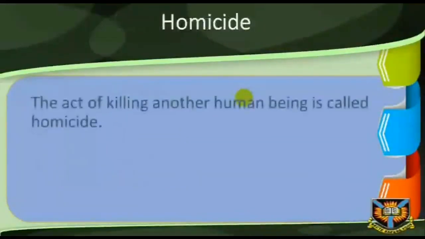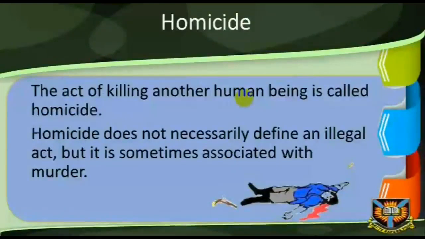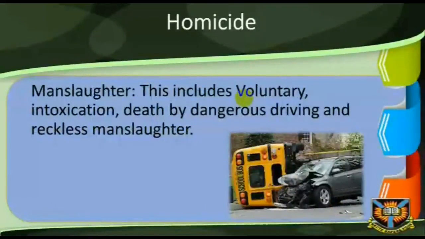Homicide. Homicide is a situation where another human being is killed. The act of killing another human being is called homicide. Homicide does not necessarily define an illegal act, but it is sometimes used synonymously with murder. Criminal homicide includes felony murder, capital murder, and manslaughter. This includes voluntary manslaughter, intoxication manslaughter, deaths by dangerous driving, and reckless manslaughter.